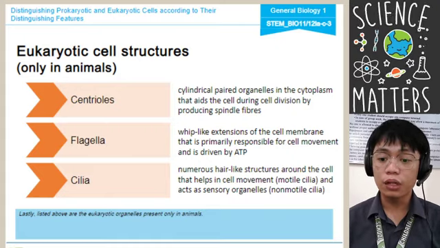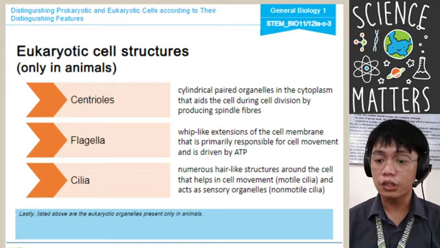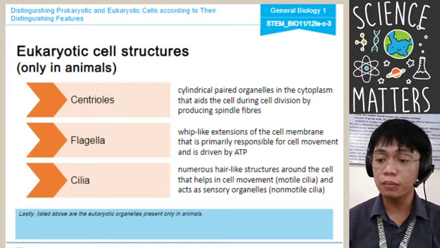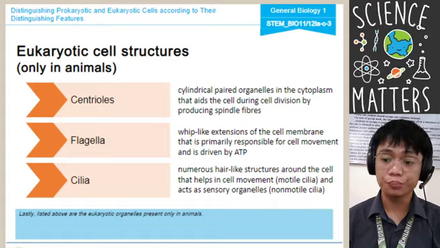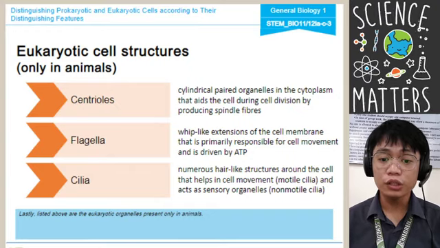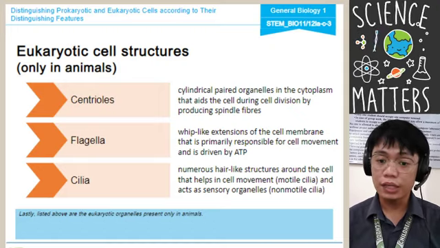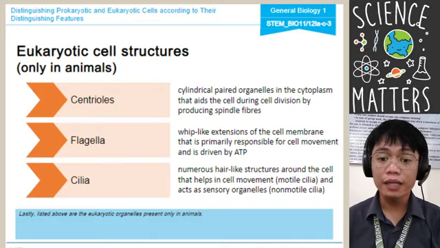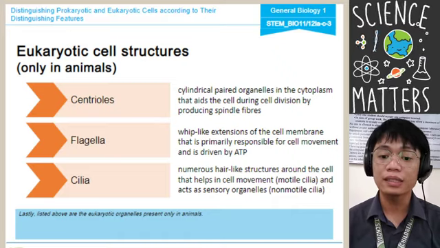They also have the so-called flagella. Flagella is plural and flagellum is singular. Flagella is a whip-like extension of the cell membrane that is primarily responsible for cell movement, and it is driven by ATP. Just like in a sperm cell, which is an animal cell, there is a special part called the mid piece. In the mid piece there is a huge amount of mitochondria, and mitochondria is responsible for the production of ATP, which is necessary for the flagella to move because it contains energy.